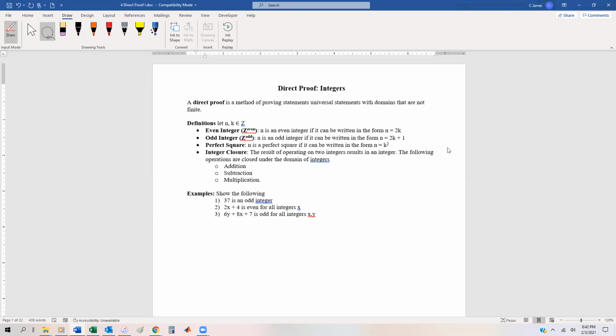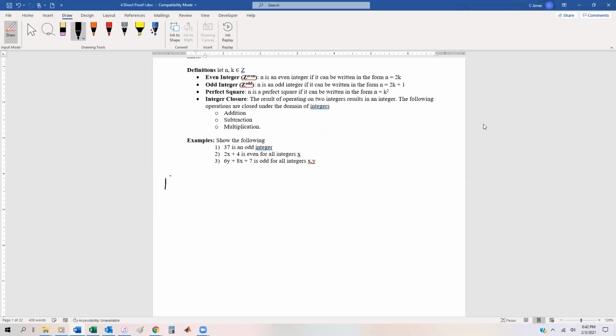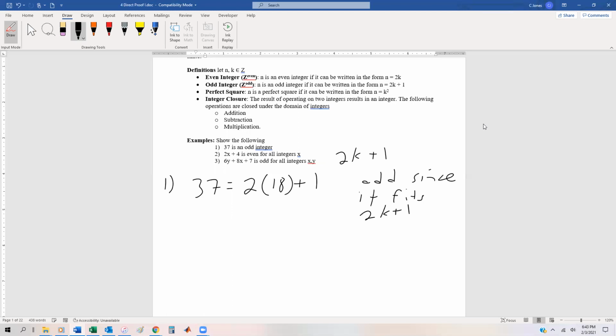Before we go through and do any formal direct proofs, let's show that some statements may or may not be true. First of all, we want to verify that 37 is odd, which is true because 37 is equal to 2 times 18 plus 1, and that's of the form 2k plus 1. So this is odd since it fits the form 2k plus 1.